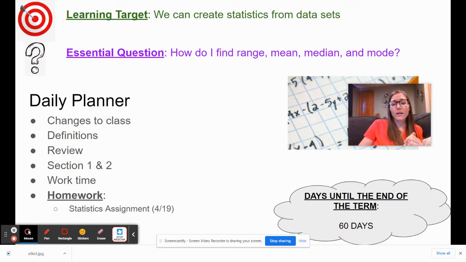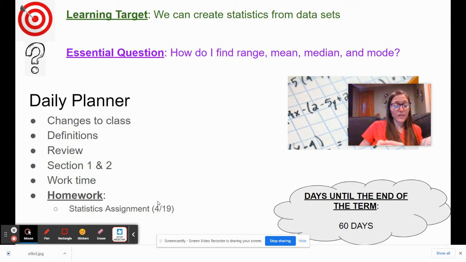All right, we are going to have a little mini statistics unit this week, and if that word scares you, don't worry. It kind of scared me at first, like how am I going to teach statistics? But it's going to be stuff that you've done before, and we're just going to build upon that. So finding the range, mean, median, and mode. We're going to go over some definitions first. I'm going to give you an example on number 1 of your assignment, and then the rest of the time will be yours to work on section 1 of that assignment.